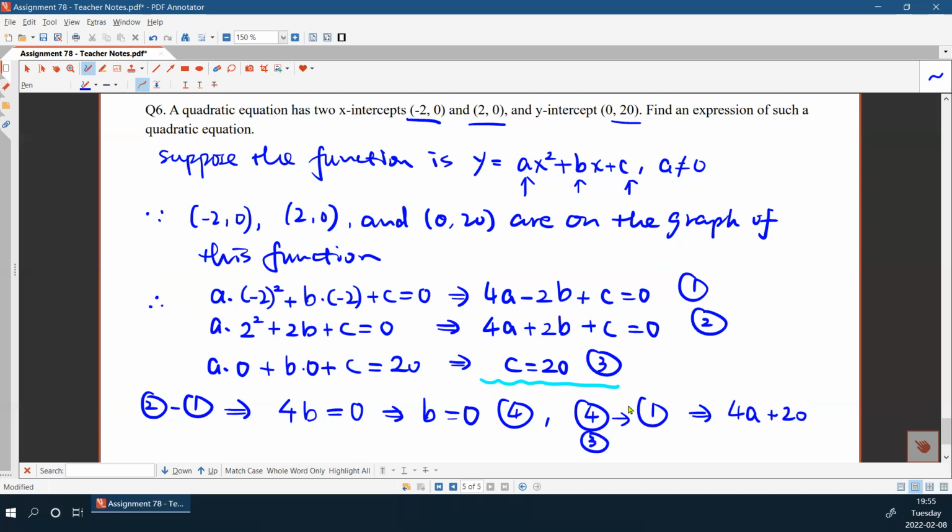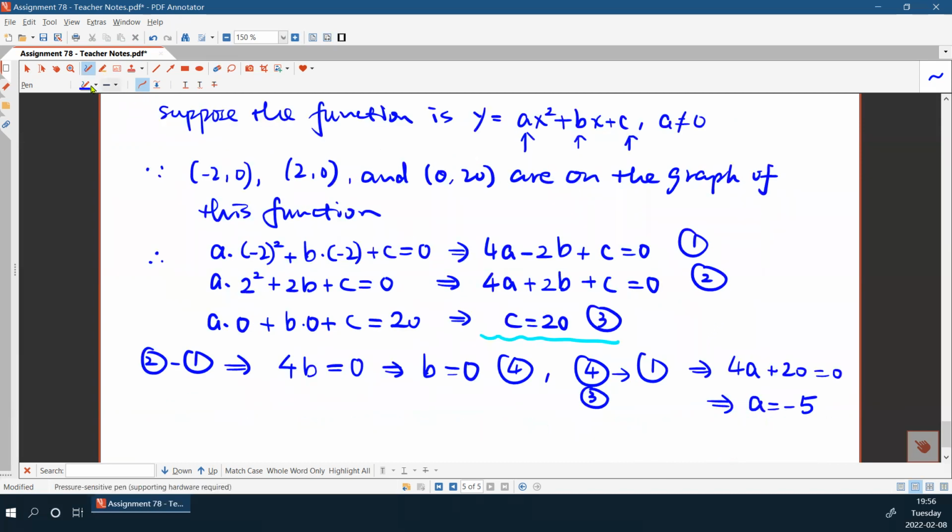So actually, we also use equation 3. So 4a plus 20 equals 0. That means 4a is -20, so a is -5, right? Okay, so that means we have successfully solved c and b and a, right? And therefore we can make the conclusion. Therefore, the expression of this function is y equals -5x squared plus 0x, which is 0, right? And then plus c. c is 20. Well, this is our expression.